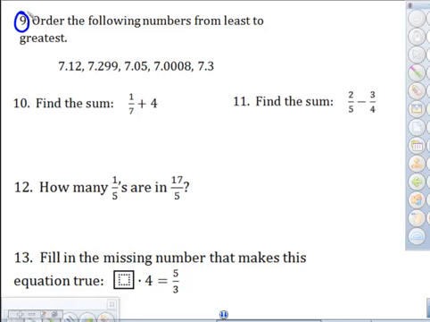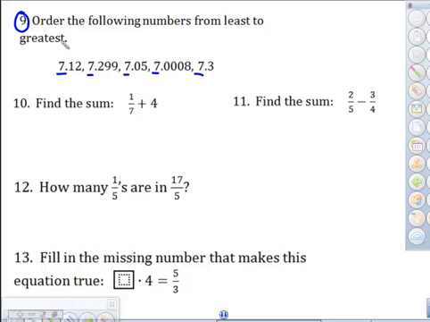Okay, so we're going to do number 9. It says order the following numbers from least to greatest. So again, we look at the first number, and then we just move our way to the right. Okay, so all of the first numbers are the same. Then we're going to look at the next number. Okay, so next I see there's a 1 here, there's a 2 here, 3.